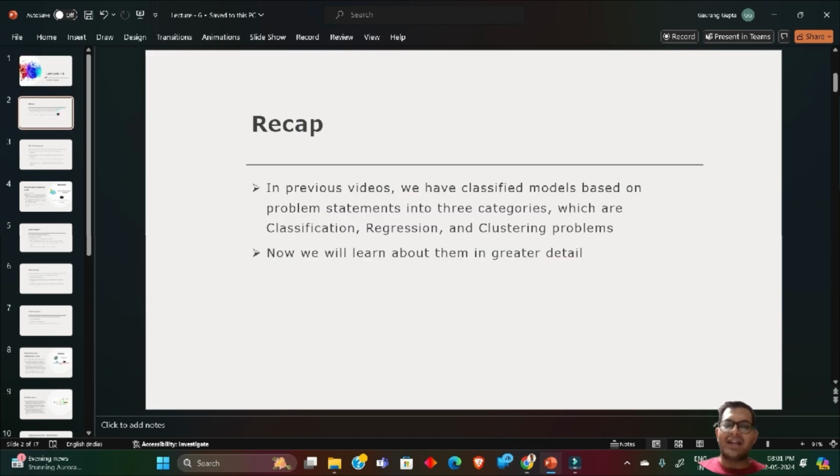So previously we have seen that we have classified the models based on problem statements and we got three categories. These are classification, regression and clustering. If you haven't seen that lecture, I would recommend you to see that lecture because this lecture is somewhat based on that lecture. So now let's see them in a greater detail.